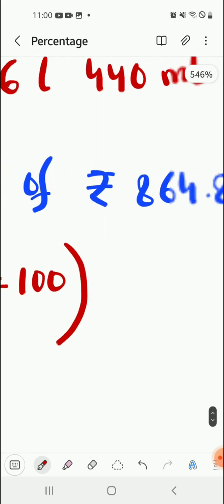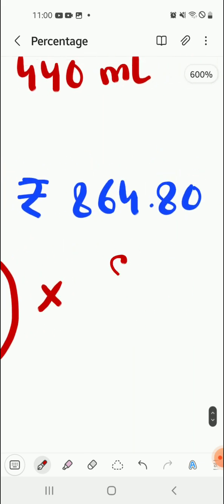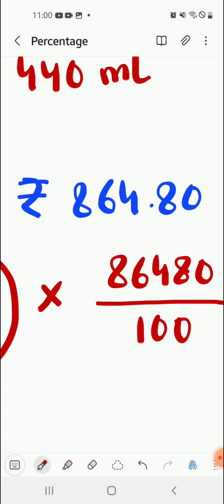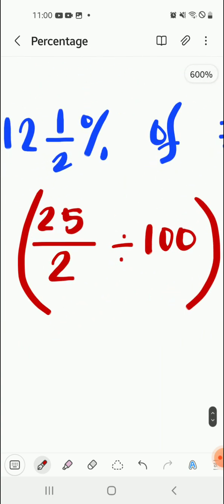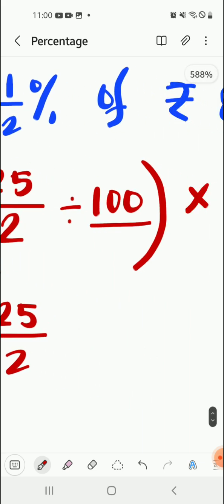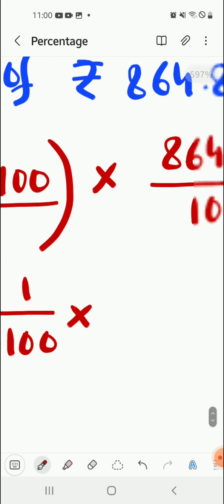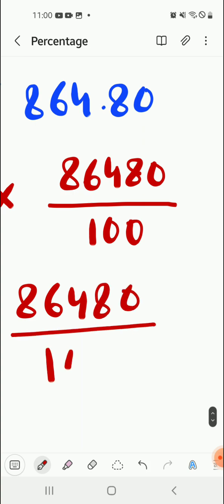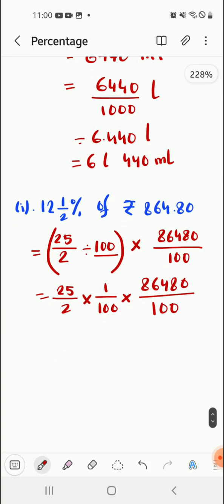So first we are going to work it out. Then of means into, and 86480. If you want to remove this point, we have to multiply it by 100. Sorry, divide it by 100. Now next step, 25 by 2 divided by 100 means 100 by 1. So reciprocal of this will be 1 by 100 into 86480 divided by 100. Cancel the 0. 25 divided by 100, we get a 4.